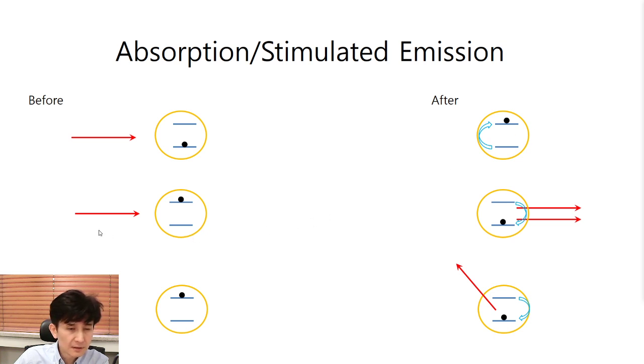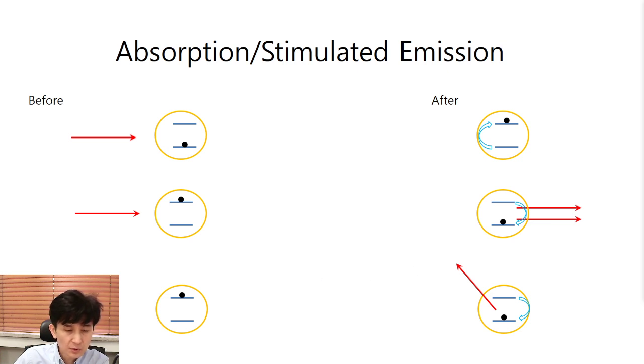And if a photon hits an atom in the excited state, then two identical photons come out, and the excited state atom becomes a ground state atom. So the number of photons is increased by 1, while the number of excited state atoms is decreased by 1 by this stimulated emission.